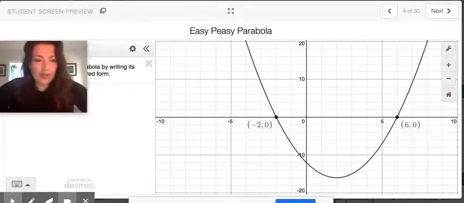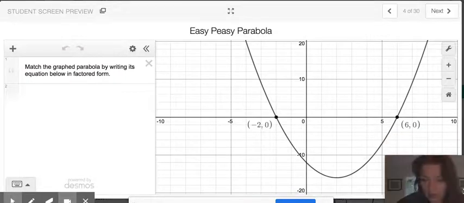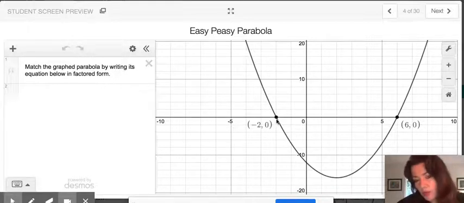All right, what's next? For this example, we are given a parabola, and it says match the graph of the parabola by writing its equation below in factored form. We can see we have an x-intercept at (-2, 0) and an x-intercept at (6, 0). Recall, there are many ways to represent an intercept. One way is to write it as an ordered pair.